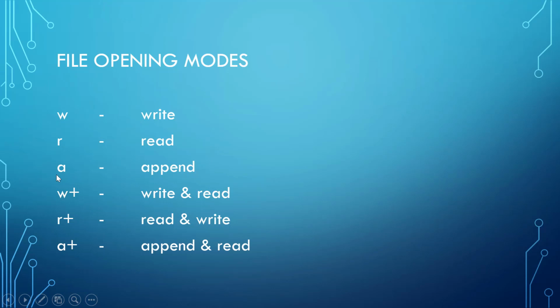Suppose we already have one line, but by mistake I open the file in W mode. Then overwriting will be done, in the sense we will lose the previous data. If I want to keep the previous data as well as the current data, it is better to go for A, append mode. Then if you want to do dual operations, you can use W plus, R plus, A plus. W plus means writing and reading. R plus means first reading and then writing. A plus means first appending and then reading. Like this, we can use different file opening modes in file programming.